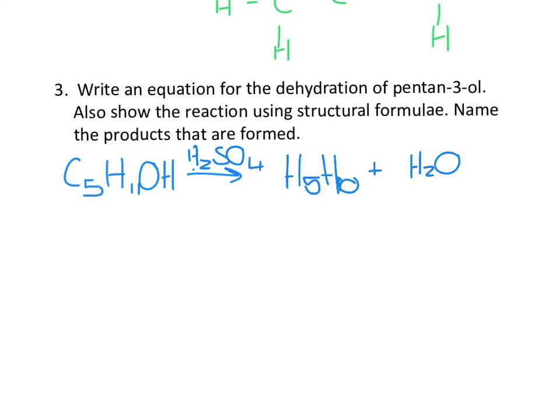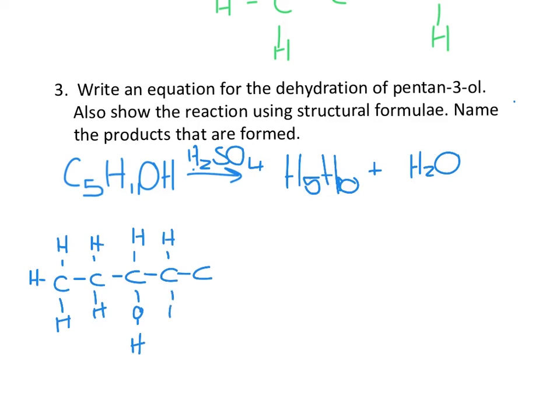So let's see if I write really neatly, if I can actually get this all in one. 1, 2, 3, 4, 5. Pentan-3-ol, so my OH goes on the 3rd carbon. Here we go. Draw it all nice and neatly. Okay.